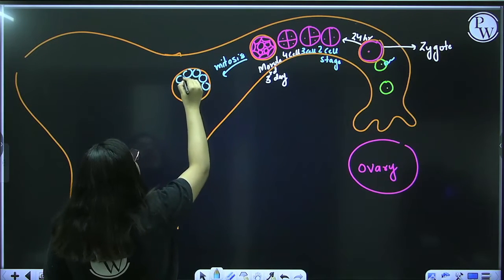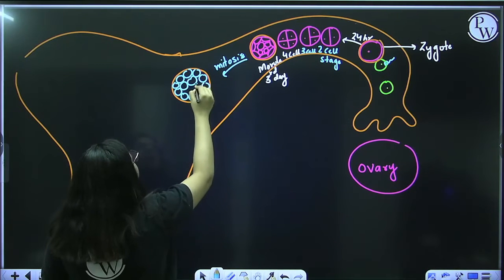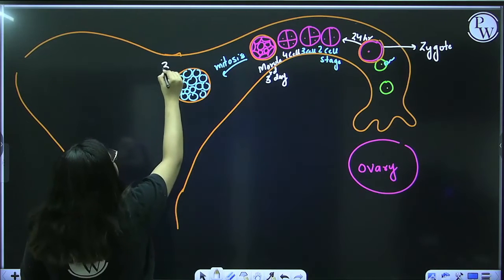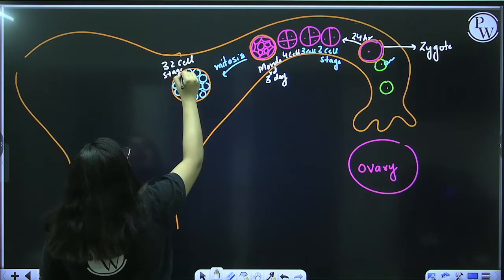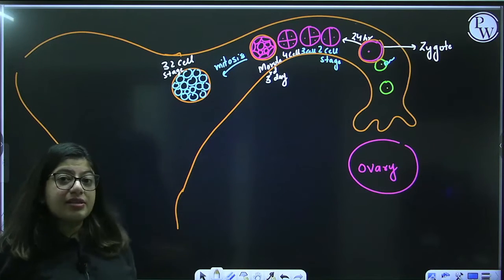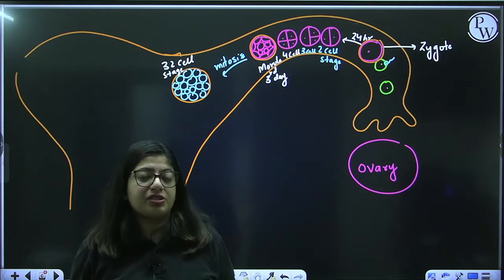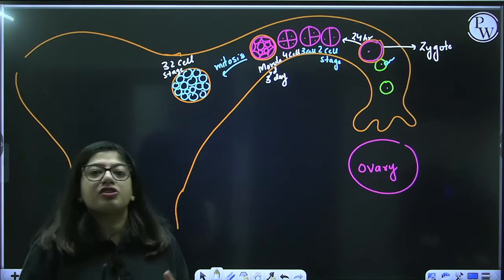So the stage which you see here is a 32 cell stage embryo. After mitosis, the 32 cell stage has formed. Now, because mitosis has occurred, the cell size increases. Now zona pellucida cannot persist. The zona pellucida starts to break.